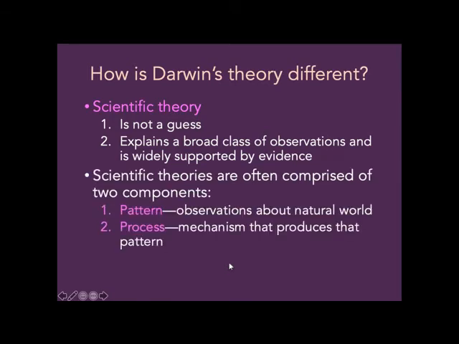Okay. So scientific theories are often comprised of two different components, pattern and process. Your book is going to come back to pattern and process a lot, so let's make sure we understand what it means. A pattern is something you see. It's an observation about the natural world.